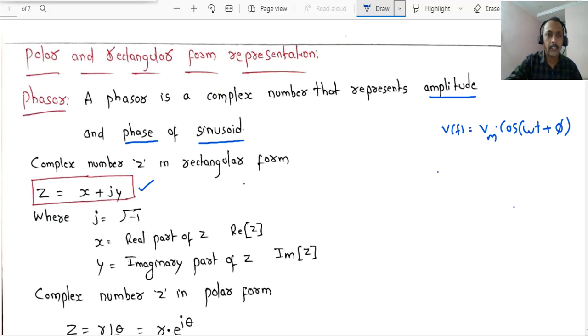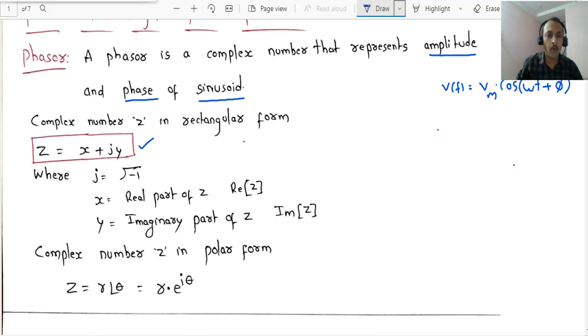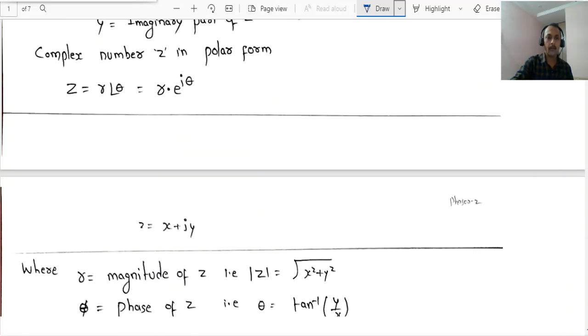Now, if we express this complex number in polar form, we can write it in the form of r at an angle theta. Very, very important, dear students. We can express it in the form of r at an angle theta, or r into e power i theta. Clear? r into e power i theta. That is also okay.